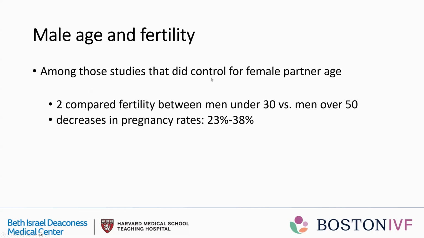But among the studies that did control for female partner age, there were 2 that compared fertility between men that were under 30 versus those that were over 50. And there was a decrease in pregnancy rates, about 23 to 38%. So not an insignificant number, even though it's for men over 50.